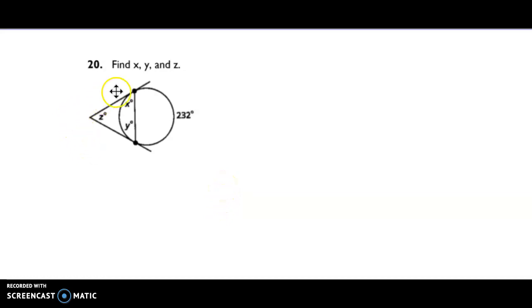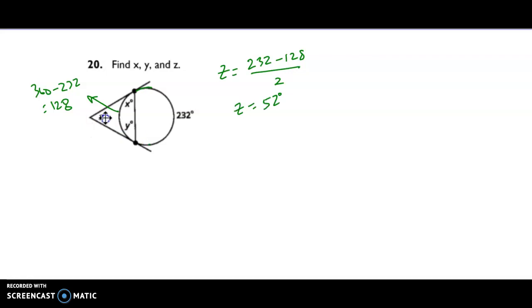Here's 20. 232 is all of this, this whole thing, which means the leftover is going to be 360 minus 232, which is actually 128. So this is 128 right here. We need that because then z is going to be 232 minus 128, the bigger arc minus the smaller arc, divided by 2. And that turns out to be 52 degrees, I believe. So z is 52.